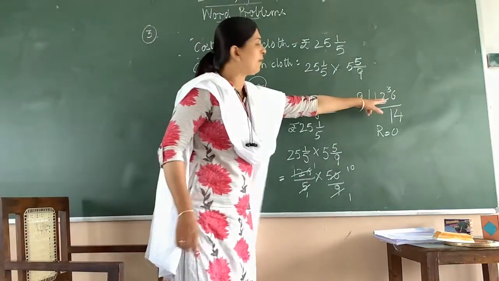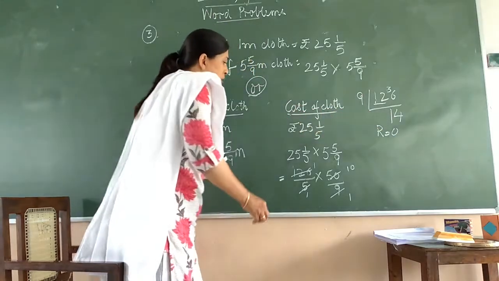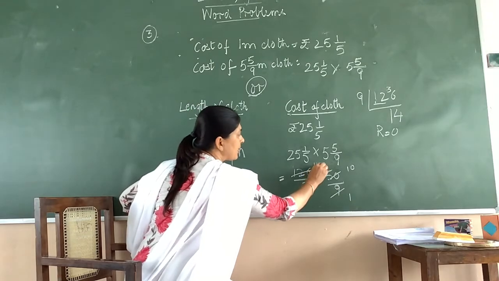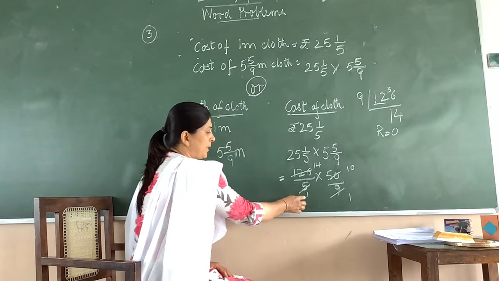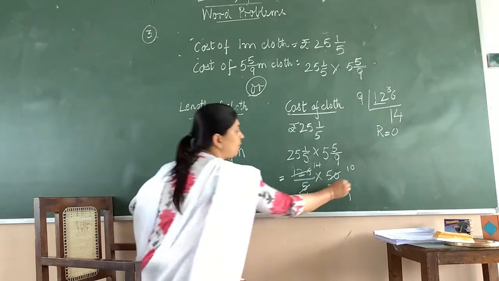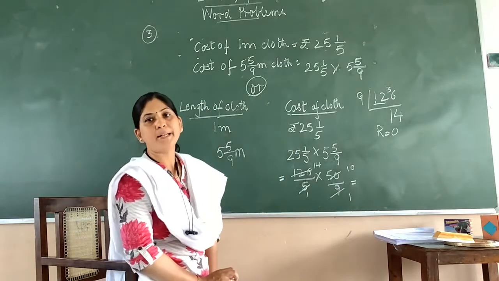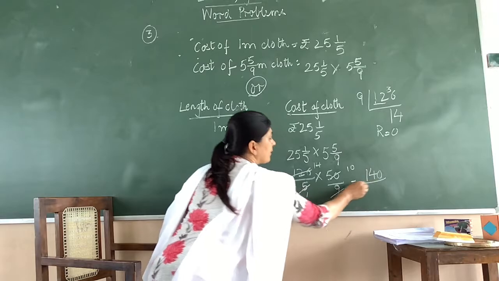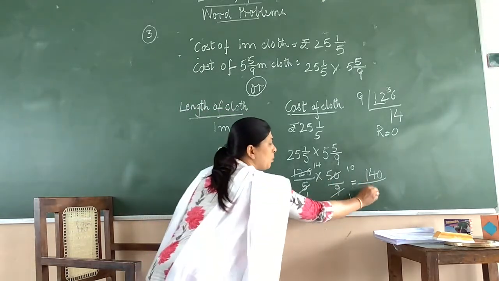Now, when we divide 126 by 9, we get 14 and the remainder is 0. So when we divide 126 by 9, what are we getting? 14. Okay, now see, instead of both the denominators, we have 1 and 1 now. So what will we do? We will multiply 14 and 10. 14 times 10 is 140. Now 1 times 1 is 1.